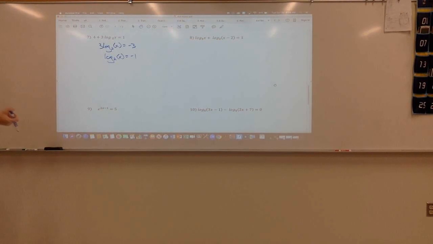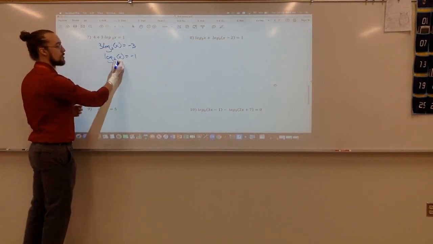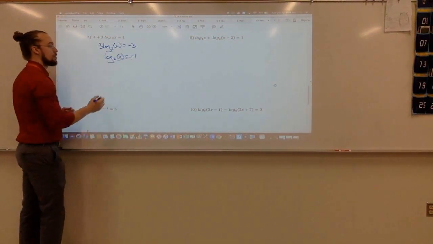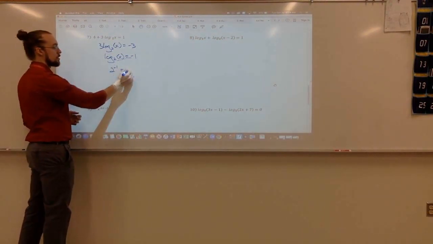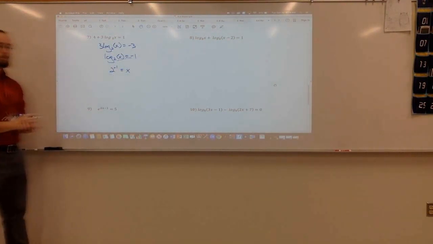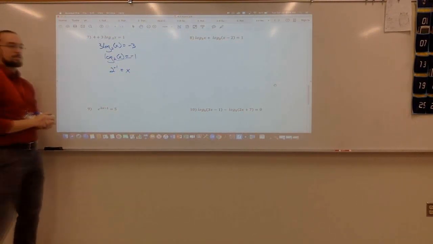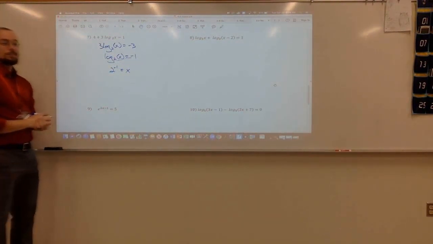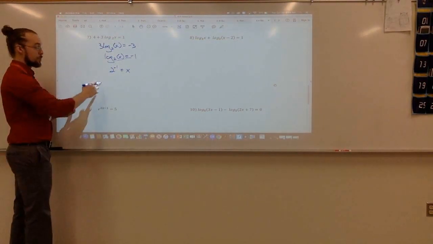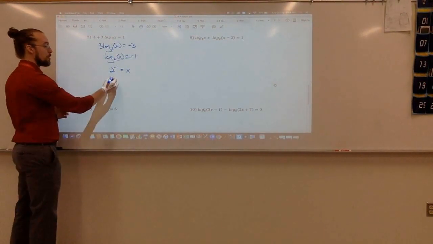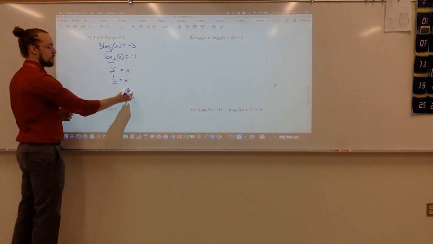So now, I'm just going to rewrite this as an exponential. Okay, again, using that lazy 7 idea. So we're going to say 2 to the -1st equals x. What's 2 to the -1st? 1/2, right? This would just be 1/2 to the 1st power. So 1/2.